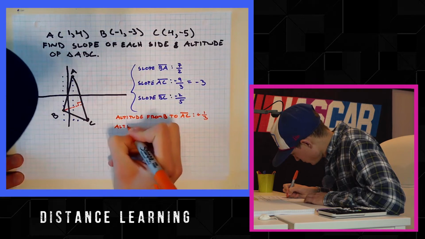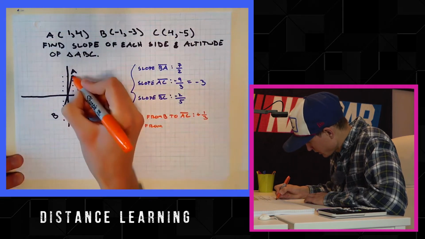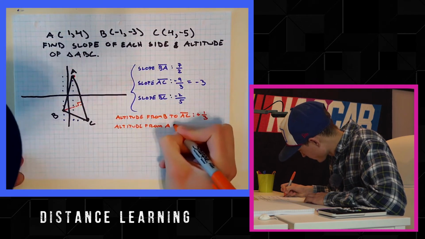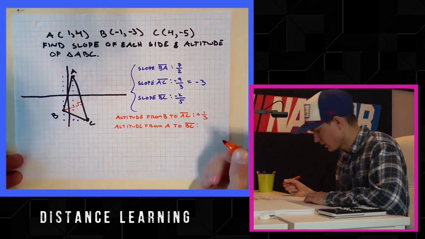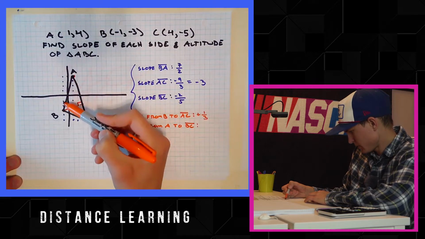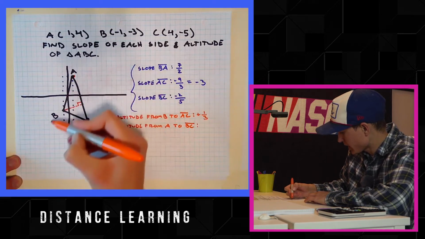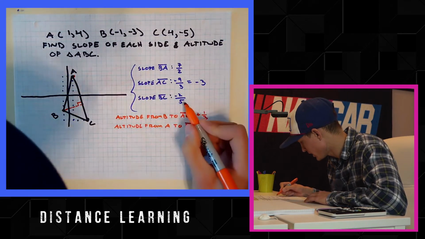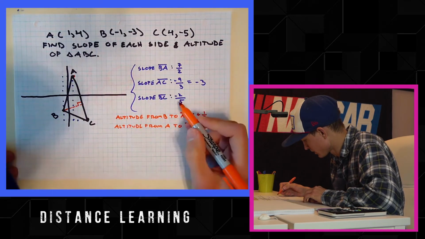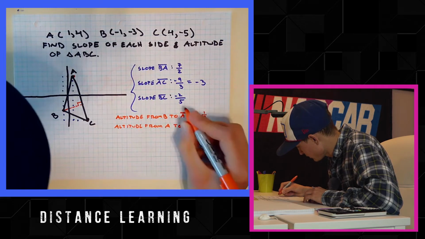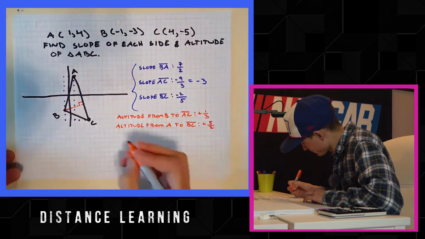So, my altitude from, let's say, A, and that's going to go across to BC, right? It almost looks like it's going to be here, but if I'm going from here towards BC, I have to be perpendicular to BC. If I'm perpendicular to BC, I'm the negative reciprocal of the slope of BC. So, it's going to be positive, and then flip the fraction. 5/2. Bam.